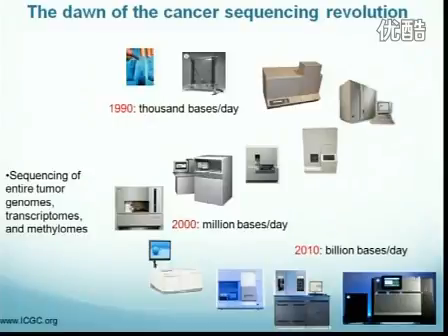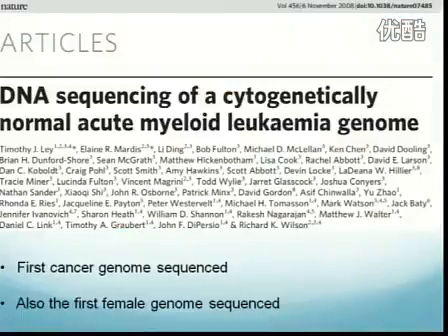This machine here, the ABI 3730xl, was the workhorse of the Human Genome Project, and right now the current sequencers, the Illumina, the SOLiD, and soon the Pacific Biosciences instrument, are the mainstay instruments for the near future.